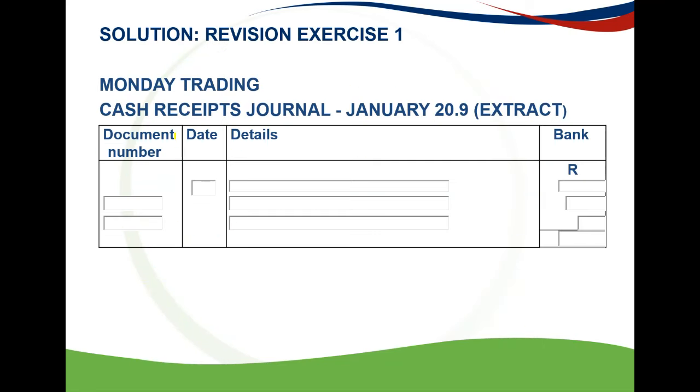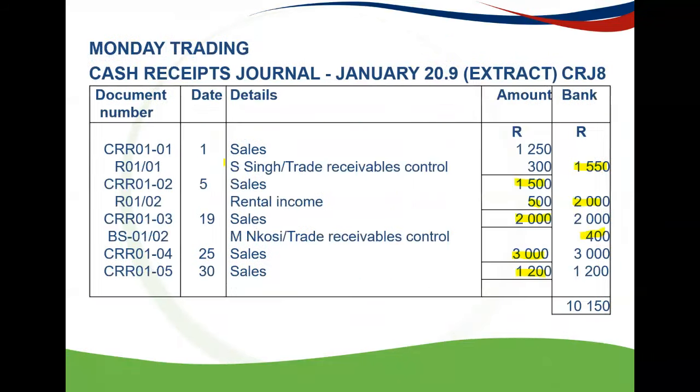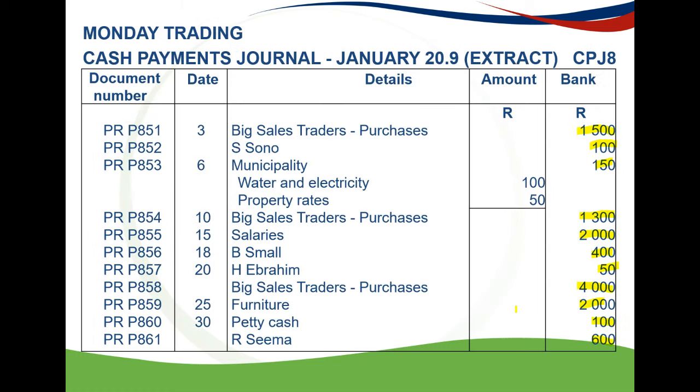Now here we have our cash receipts journal that we're going to complete. So first we must start with our subtotal that we're going to find from our provided cash receipts journal. Now we know this total was 10,150. So we're going to start on the 30th or the 31st with this total of 10,150.